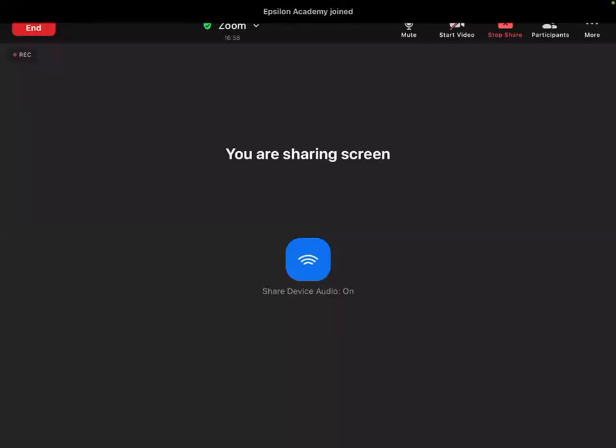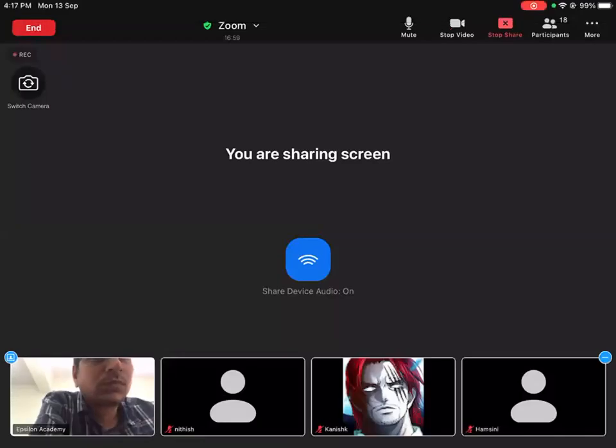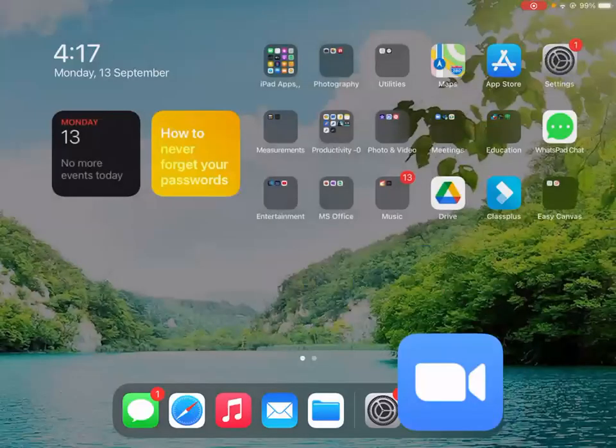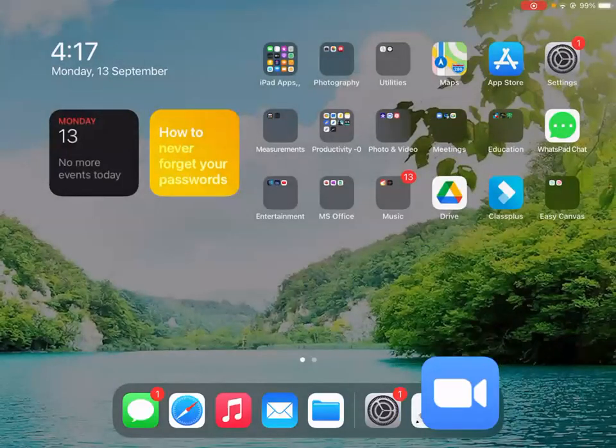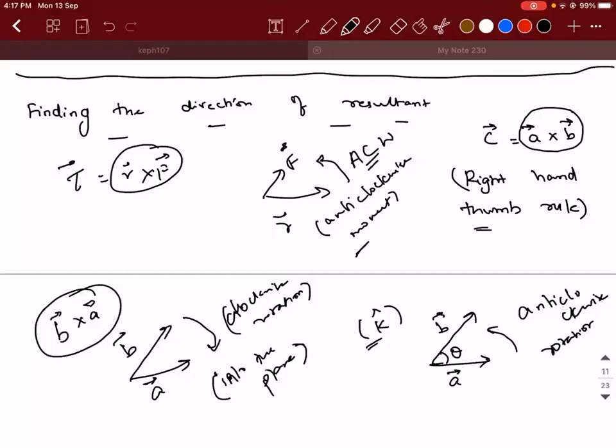Why? Because they face towards you. The thumb faces towards you. Similarly, clockwise moments are negative. Am I clear?